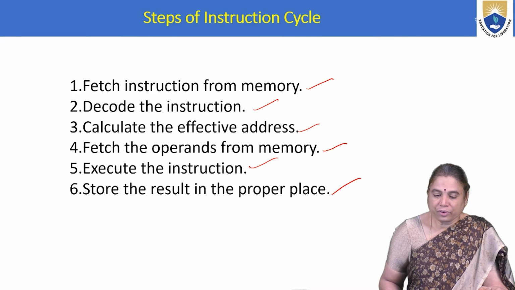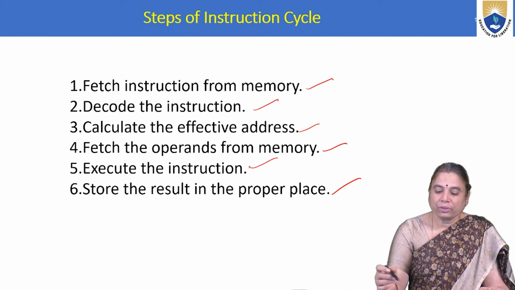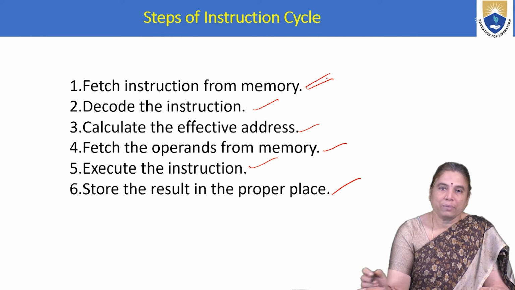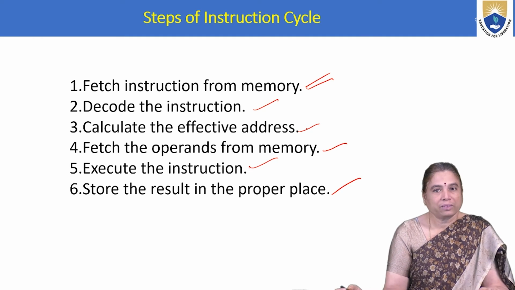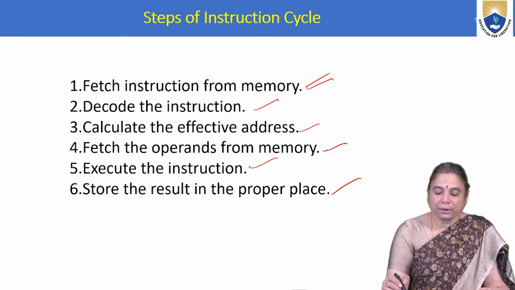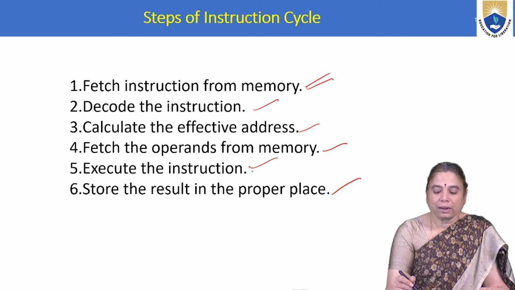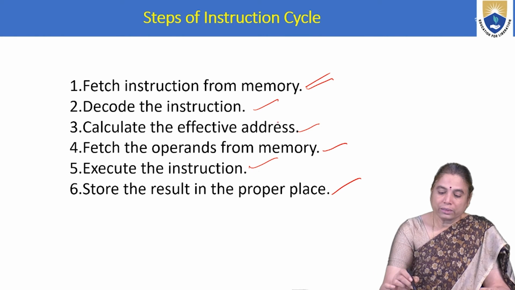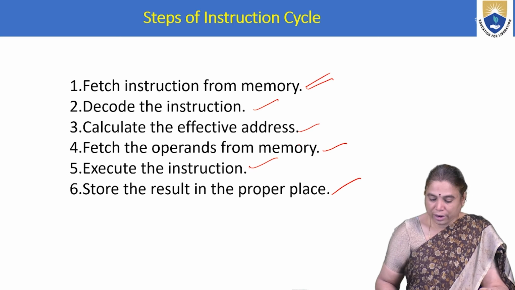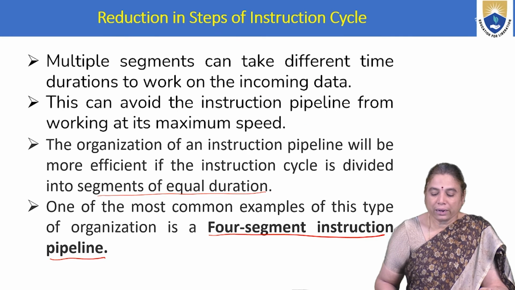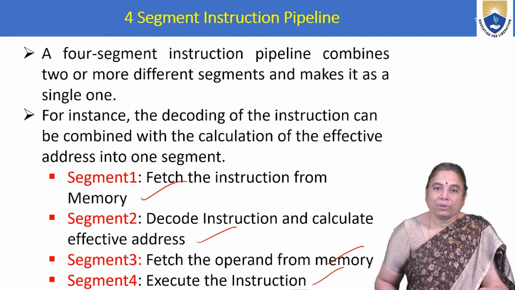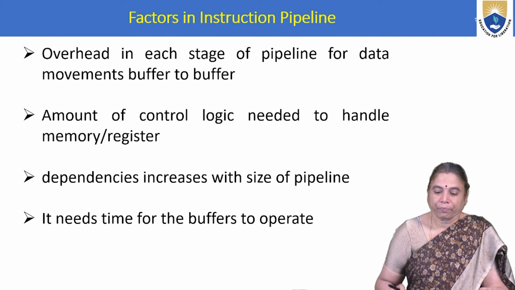So of the 6 steps of the instruction cycle, fetch the instruction from memory can be segment 1. Decoding the instruction and calculating the effective address can be combined as segment 2. Fetch operands from memory is third. Execute and store the result can both be combined as the 4th step. So these 6 steps can be reduced to a 4-segment instruction cycle having 4 segments.